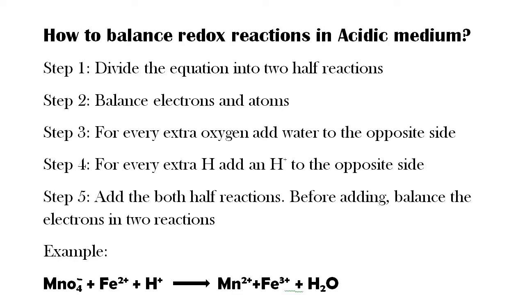After dividing, step 2 is we need to balance the electrons and the atoms on either side. Step 3 is for every extra oxygen we need to add water to the opposite side. Step 4 is for every extra hydrogen add an H plus ion to the opposite side. And step 5 is after finishing all the balancing of electrons and atoms, we need to add both of the half reactions. If everything is done, you add both of the half reactions and you'll get the final equation.